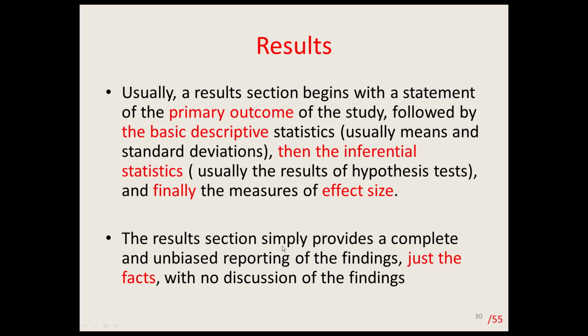The next section of your research report is the results section. Usually it starts with the primary outcome of the study, and then it's followed by basic descriptive statistics. If you have inferential statistics, they come after descriptive statistics. And finally, if you have any measure of effect size, it comes after the inferential statistics. You have to be careful that there are no conclusions or interpretation in the results section.